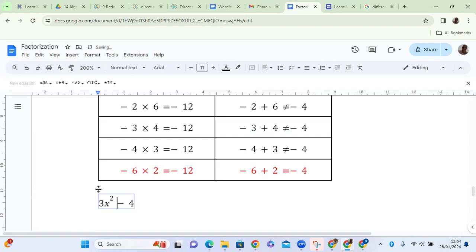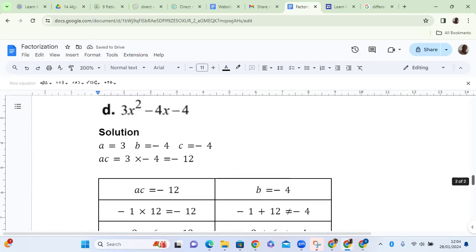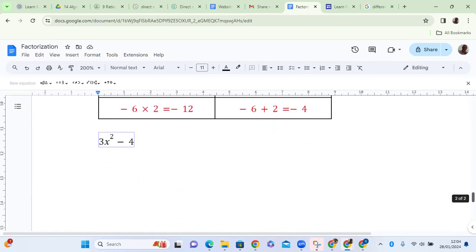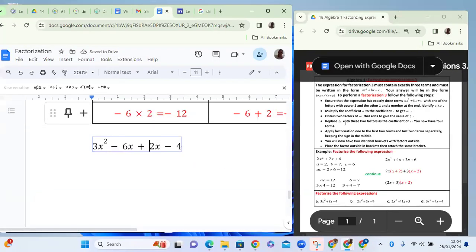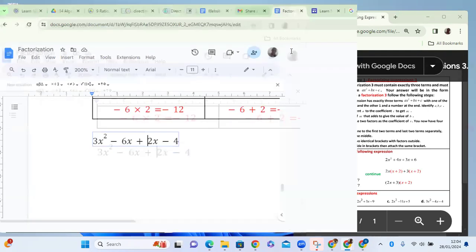But we don't write negative 4x. We use those factors. We have to use negative 6x and plus 2x. So that is what is meant by replacing bx with these two factors as coefficients of x. So negative 6 becomes a coefficient of x and 2 becomes a coefficient of x. So right now we've got 4 terms.